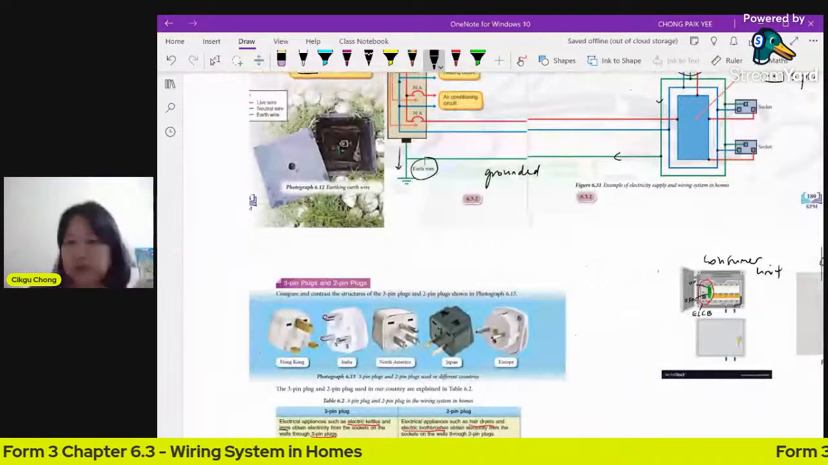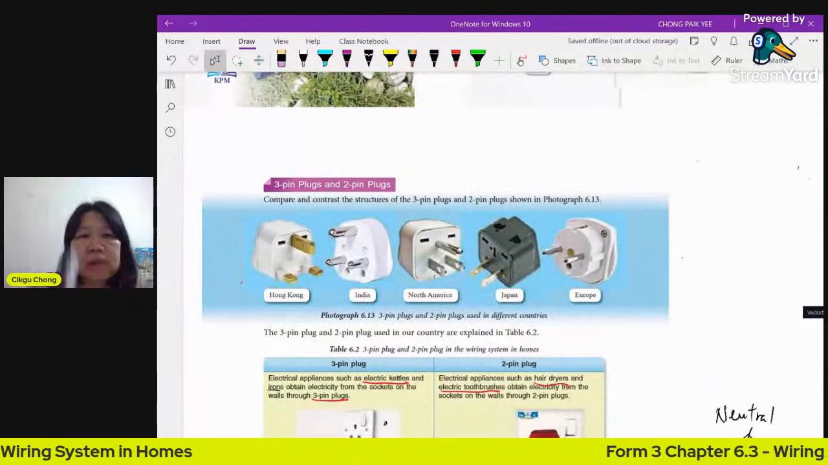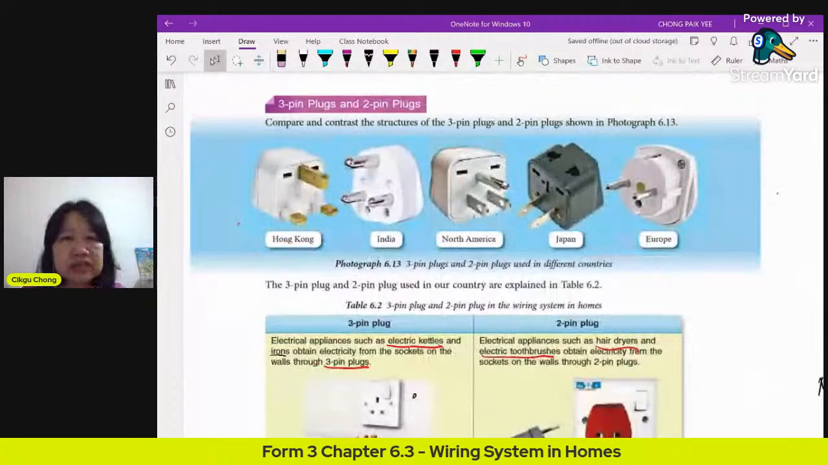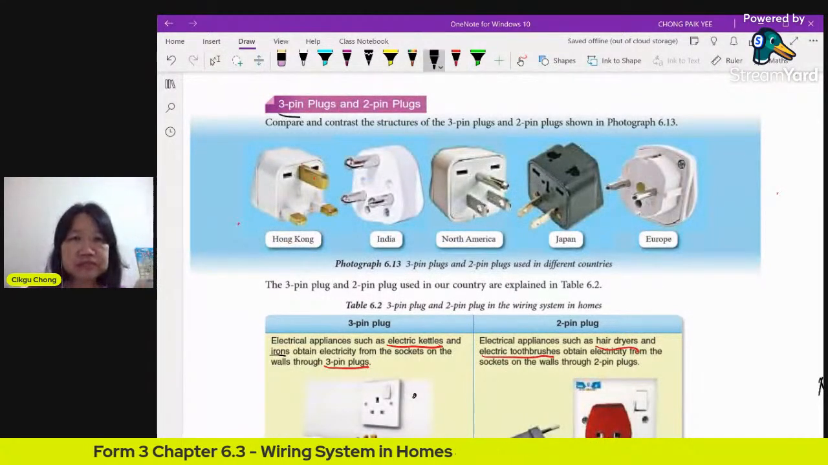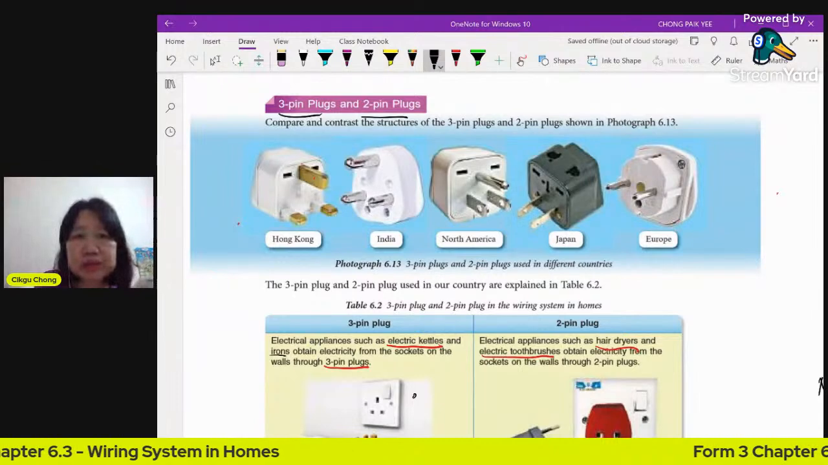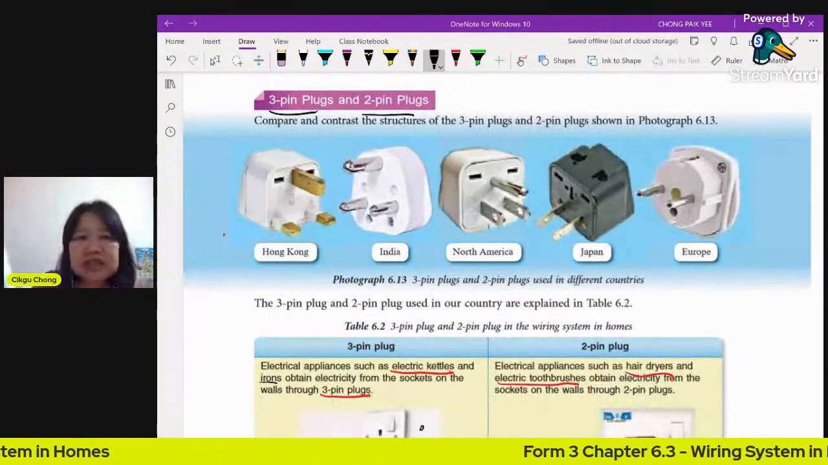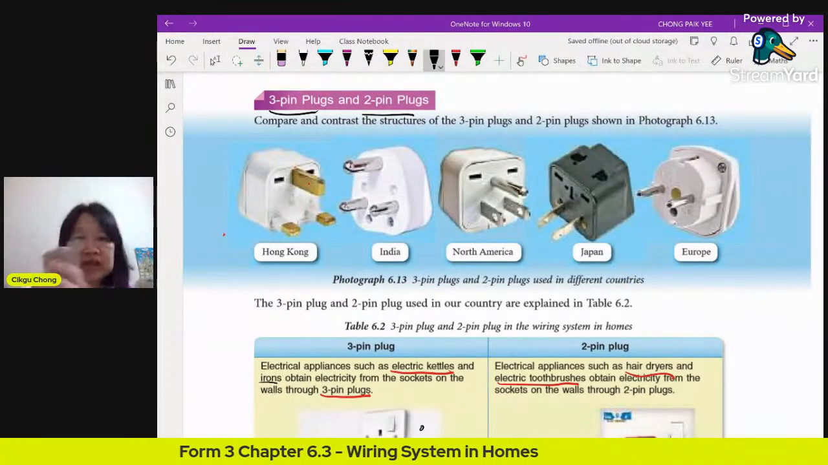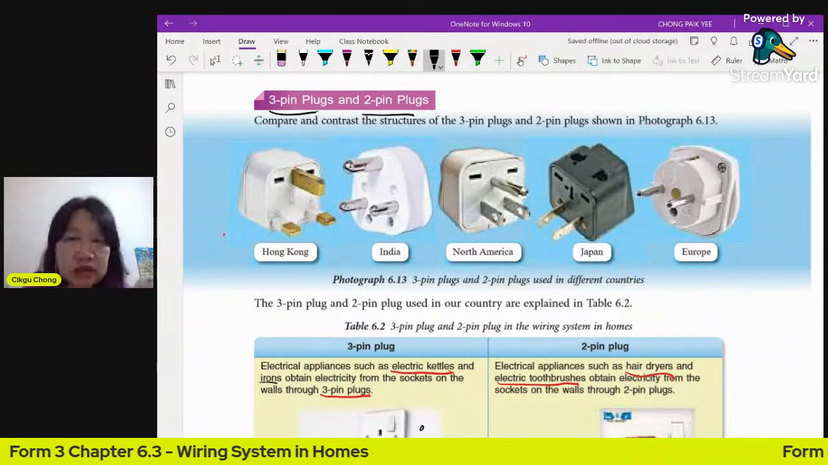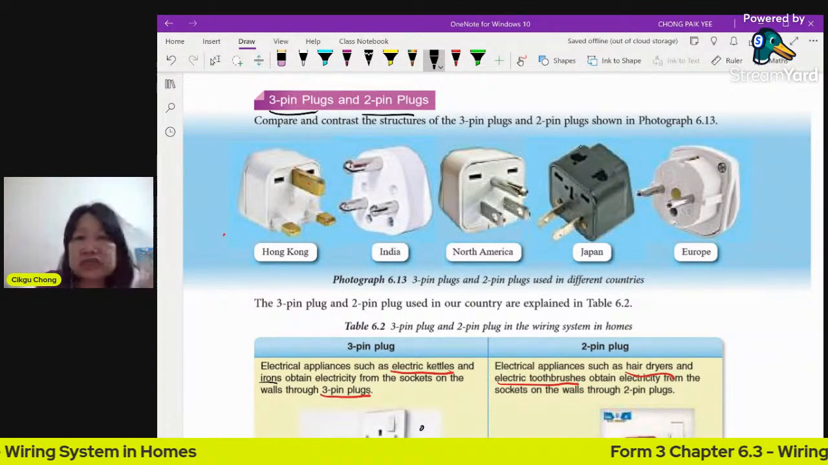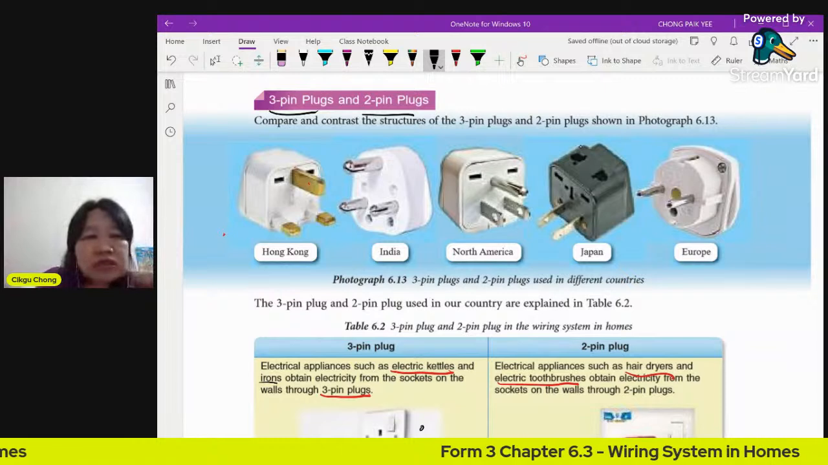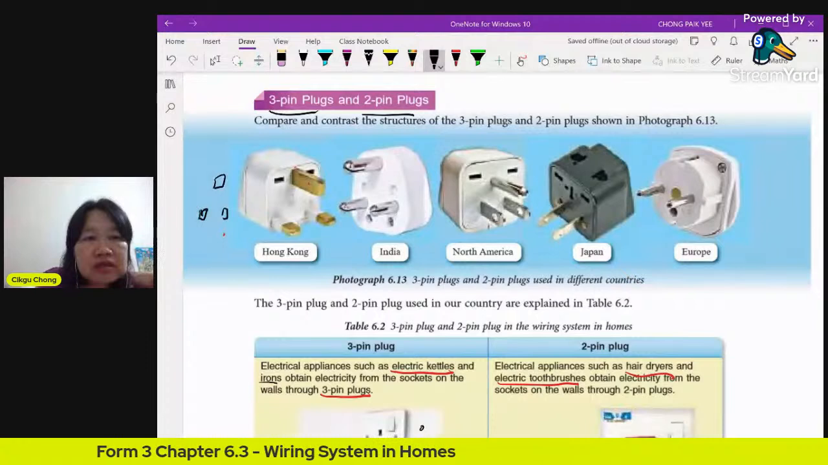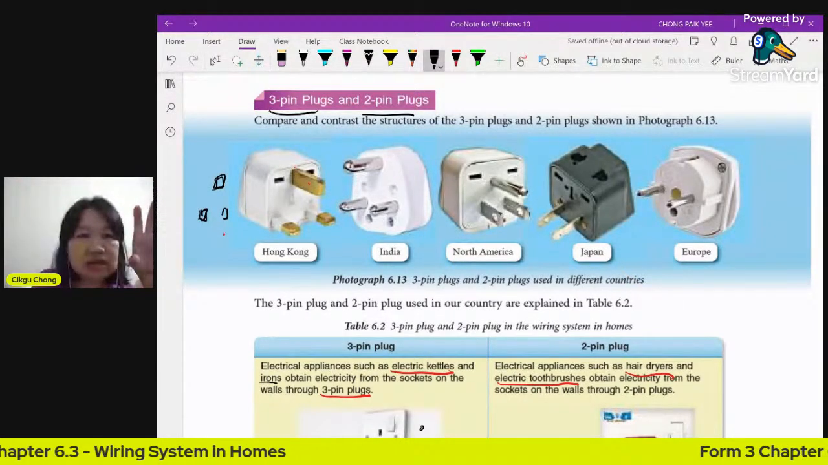Now, you have seen your plugs, the socket that you put your plug into. You have seen some of the 2 pins and some are 3 pins. 3-pin plug and 2-pin plug. What's the difference? You can see different countries will have different sizes and different shapes. In Hong Kong, Hong Kong was a British colony, so like Malaysia and so on, we use the same type, like Britain. This one is squarish. The 3 pins there are square. Like that, in Hong Kong and Malaysia as well.